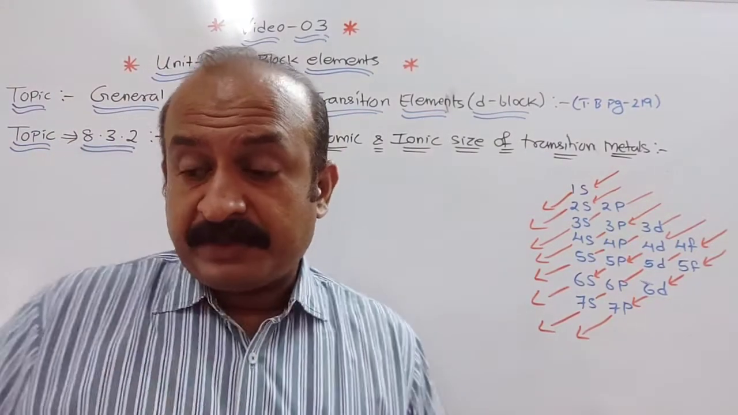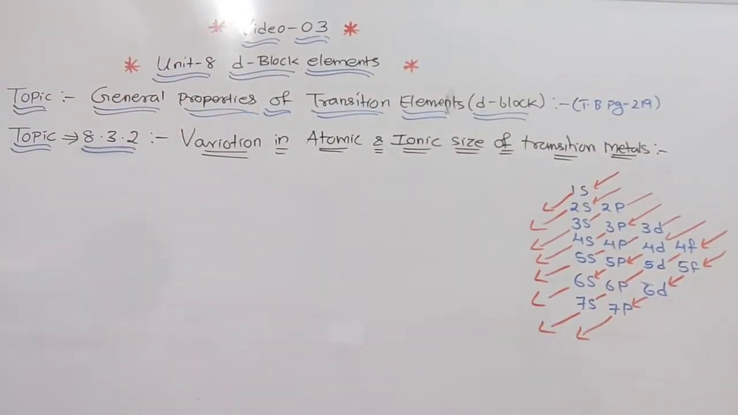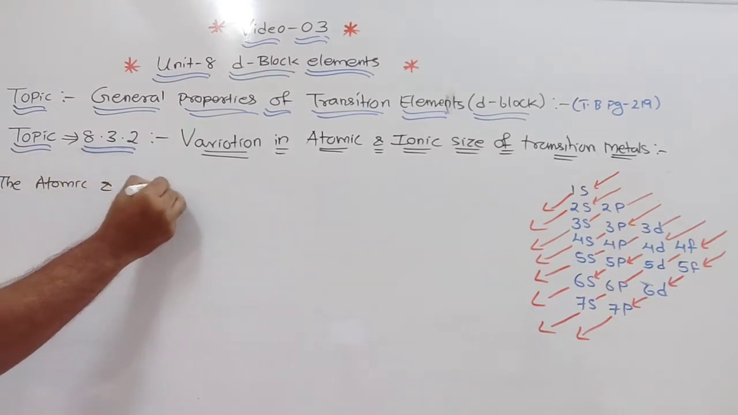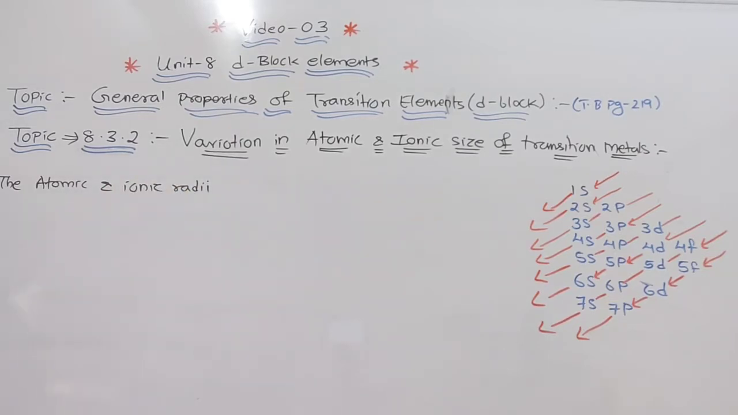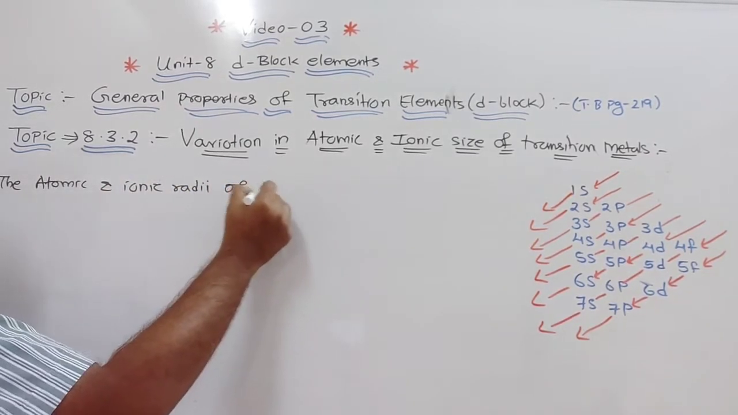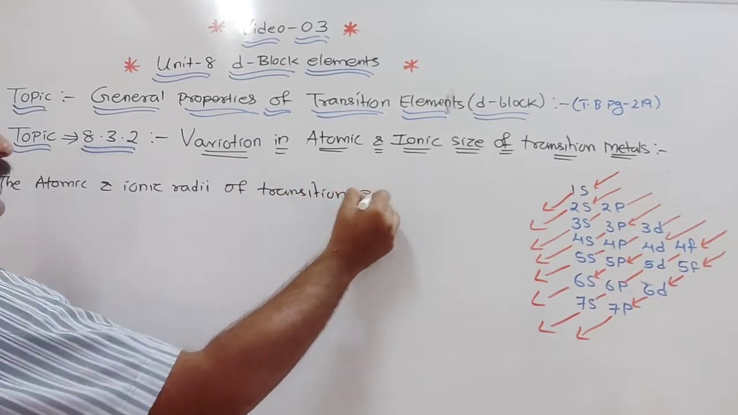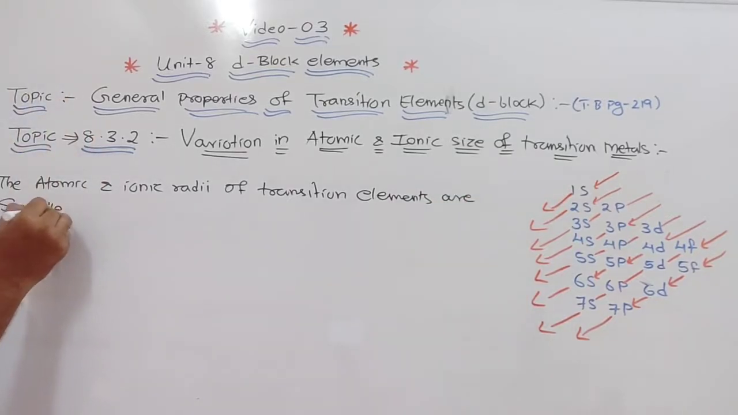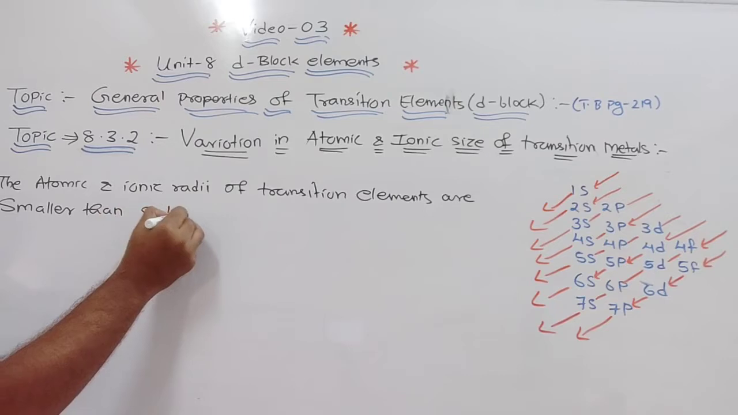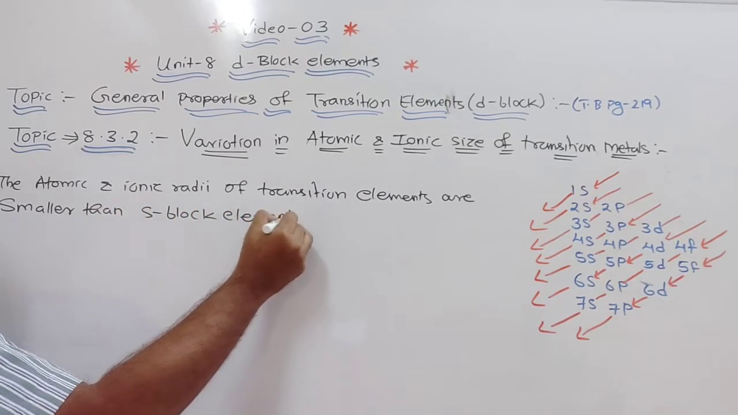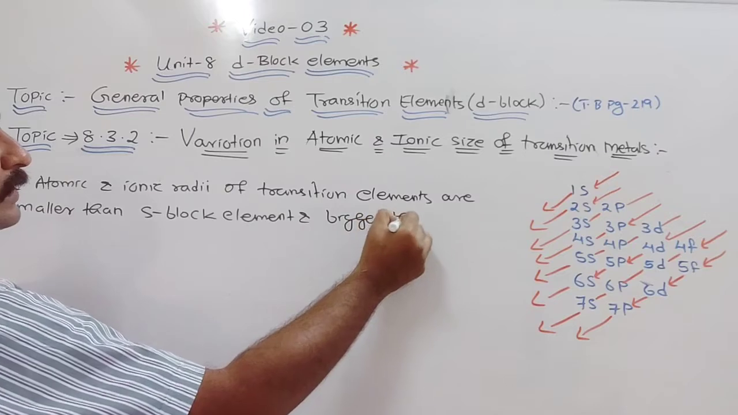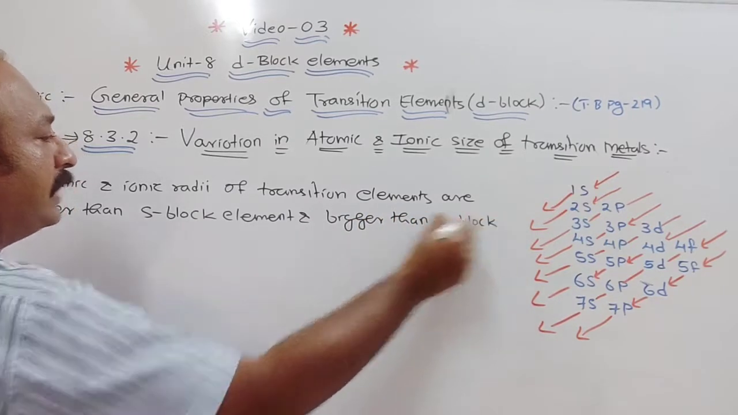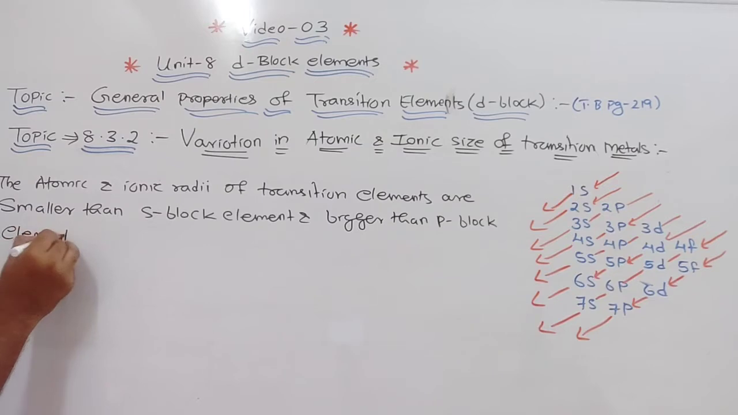Now when we talk about the variation, you can write it down in the form of a point: the atomic and ionic radii of transition elements are smaller than S block elements and bigger than P block elements, right? Now why do we see this trend?